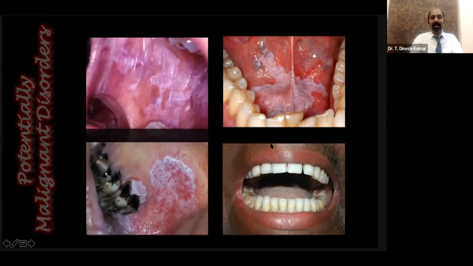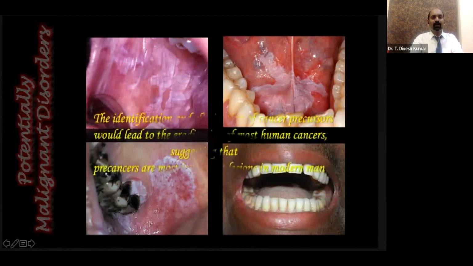So these lesions are called potentially malignant oral disorders, having the ability to turn into malignancy in the near future. What is the importance of these disorders? If you know that an oral cancer is preceded by such a lesion, and if you are able to eliminate these potentially malignant oral disorders, that would lead to complete eradication of most human cancers, suggesting that precancers are the most important lesions in modern man.